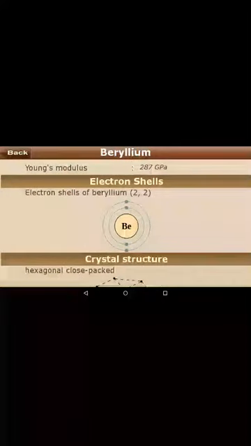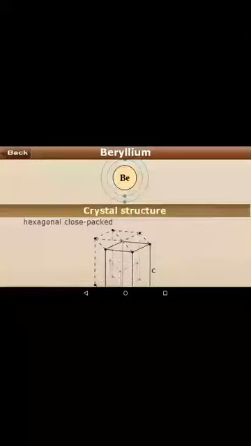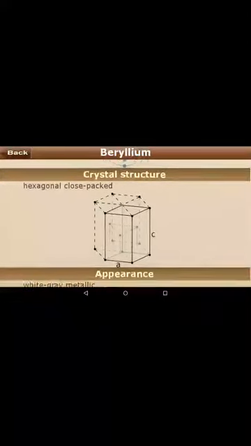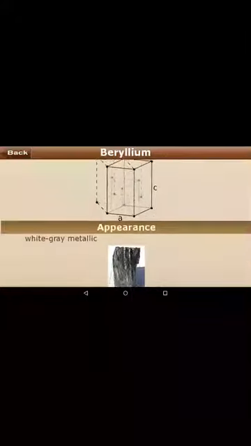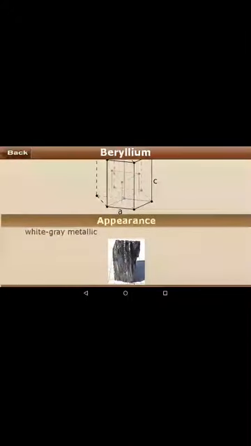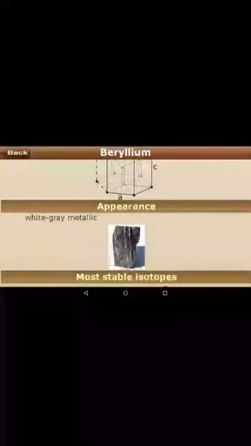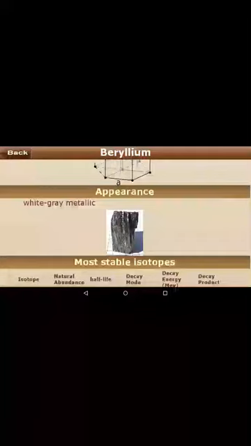Now, electron shells. Like I said earlier, it has two electrons in 1s and two in 2s. The two electrons are found in the inner shell, and the other two electrons are found in the outermost shell. Crystal structure, hexagonal, closely packed, as I said earlier. You can see the structure is hexagonal and closely packed. Look at the metallic appearance. This is solid, it looks lustrous. You can see the picture clearly.